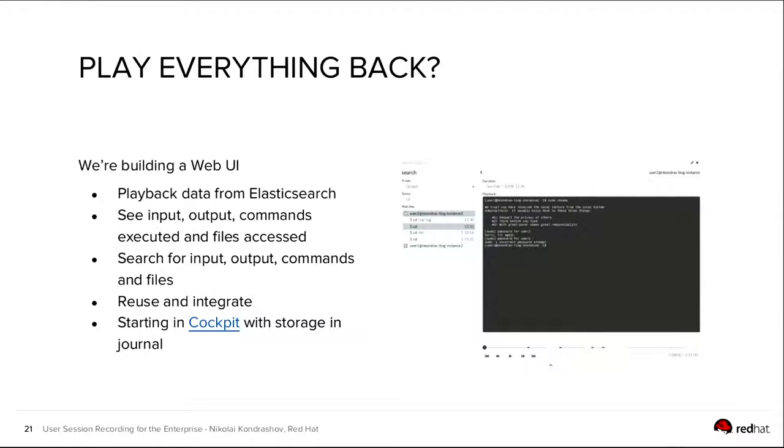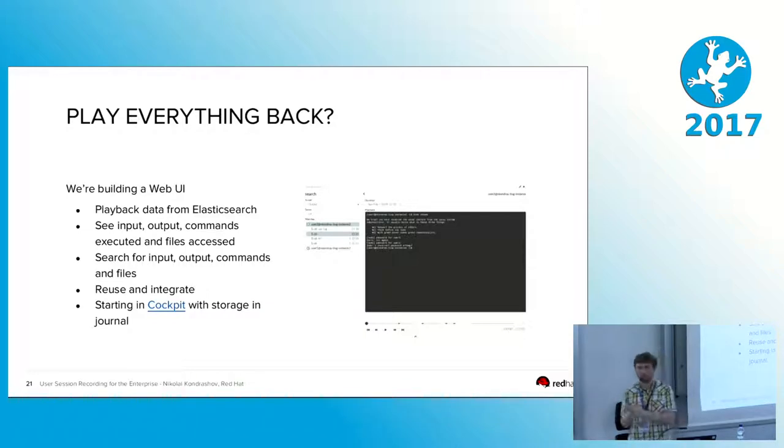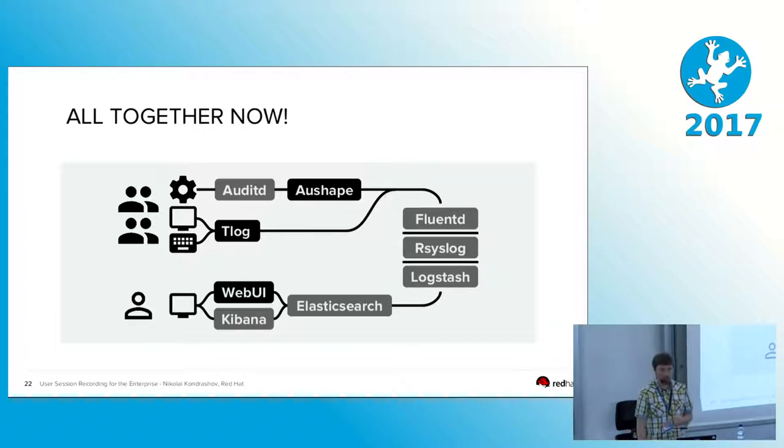Cockpit is a web UI for managing your servers. Not only just the specific server where Cockpit is running, but also others, but mostly it is just this server. We started with that because it is simpler and easier, as you will see. Okay, so this is the basic shape of things. We get the terminal I/O through Tlog and the other events through auditd, convert them with Aushape, push them to any combination of log servers, then to Elasticsearch, and then you can use the web UI or Kibana or something else which can be used with Elasticsearch to view them.